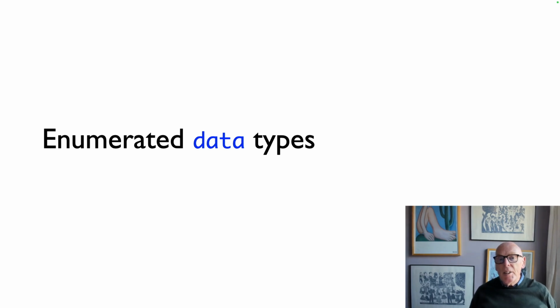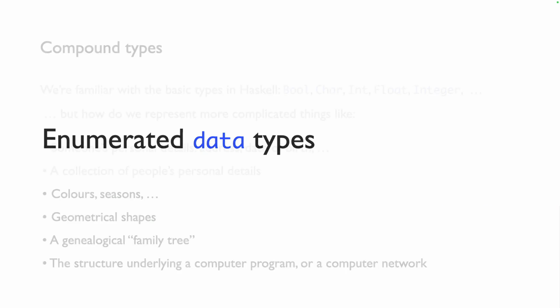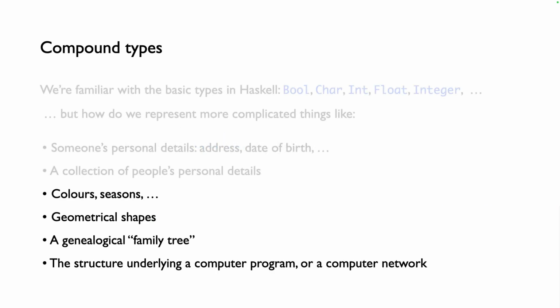This segment covers the simplest example of a Haskell data type, that is an enumerated type. When we started talking about different kinds of compound types, we talked about representing things like colours or seasons, and that's what I want to do in this section.